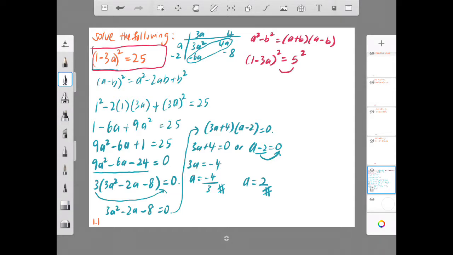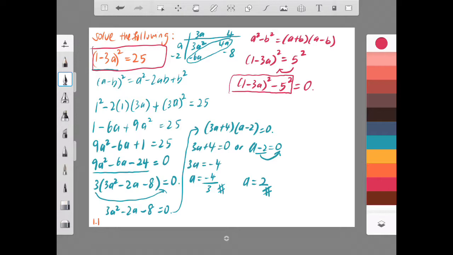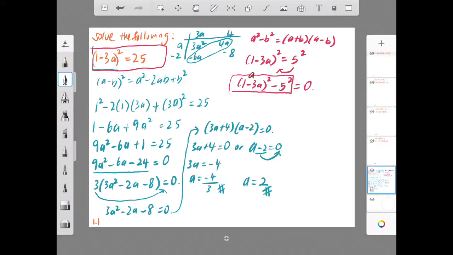So I'm going to shift the 5 square over to the left hand side. So I'm going to get (1 minus 3a) square minus 5 square equals 0. Take note, this is something like a square minus b square. So what's the a in this scenario? The a is actually 1 minus 3a. So this 1 minus 3a is a, and the 5 would be the b.